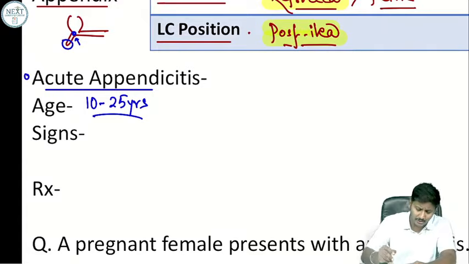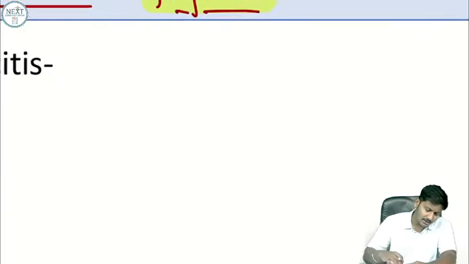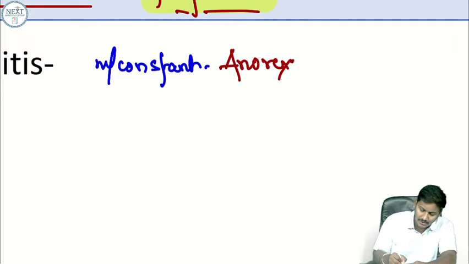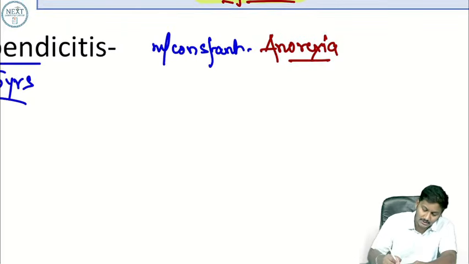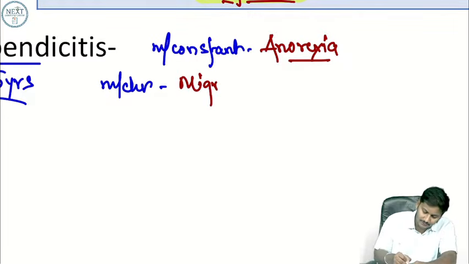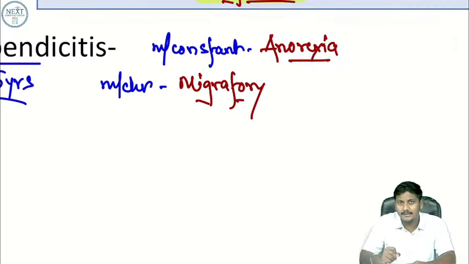In patients of acute appendicitis, do remember that the most constant symptom, which is always present, is nothing else but anorexia or loss of appetite. So anorexia or loss of appetite is a constant symptom in patients of acute appendicitis. And if they ask you which is the most characteristic or the most specific symptom, it is going to be a migratory right iliac fossa pain. Matlab, this pain starts from the umbilicus and then it migrates till the right iliac fossa.